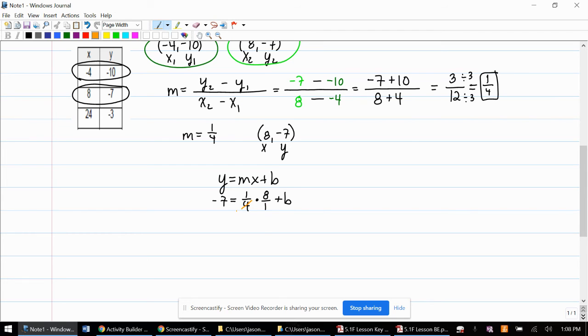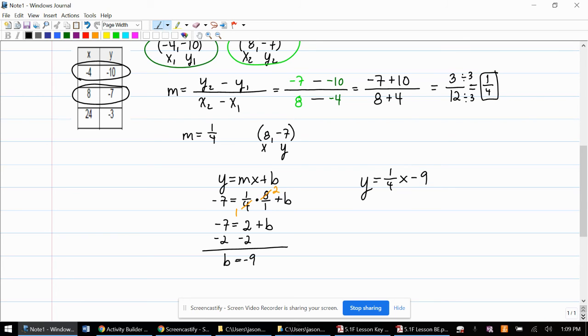And this will turn to a 1 because 4 goes into 4 one time and into 8 two times. Got -7 equals 2. 1 times 2 is 2, and 1 times 1 is 1. So 2 over 1 or 2 plus b. And I'm going to move this 2 to the other side by subtracting. B equals -9. So I've got y equals 1/4 x minus 9 or plus -9.